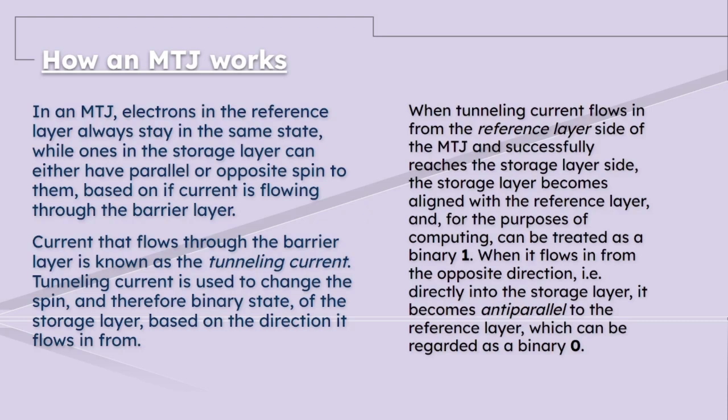When tunneling current flows in from the reference layer side of the MTJ and successfully reaches the storage layer side, the storage layer becomes aligned with the reference layer and for the purposes of computing can be treated as a binary 1. When it flows in from the opposite direction, i.e. directly to the storage layer, it becomes anti-parallel to the reference layer, which can be regarded as a binary 0.